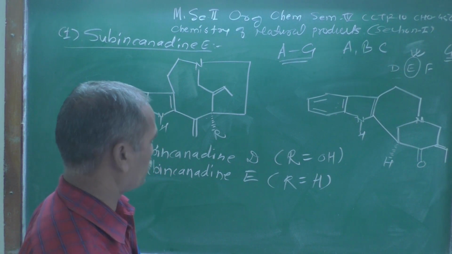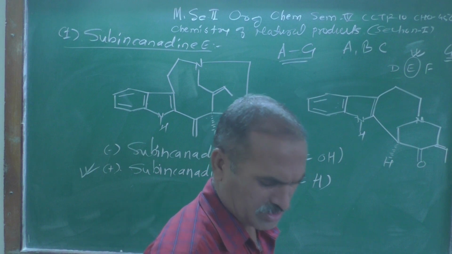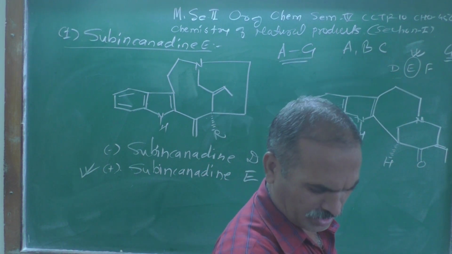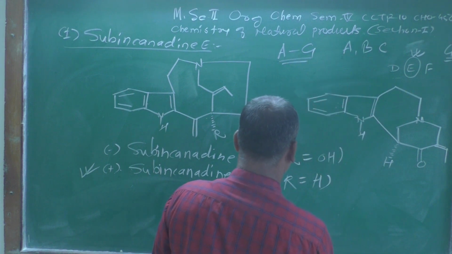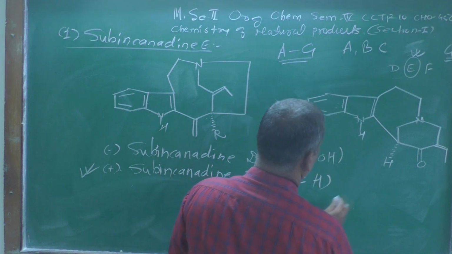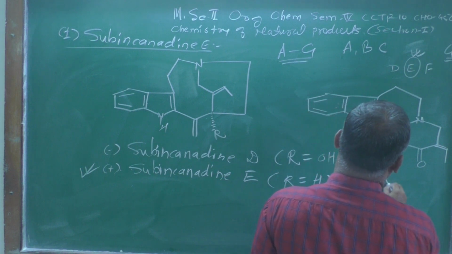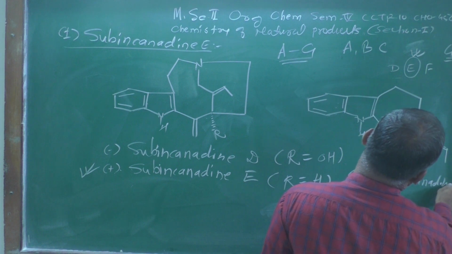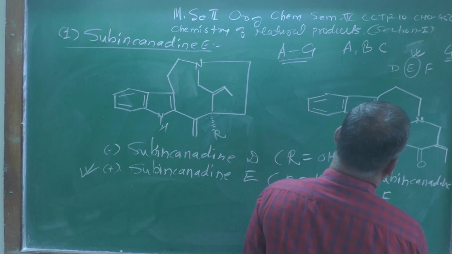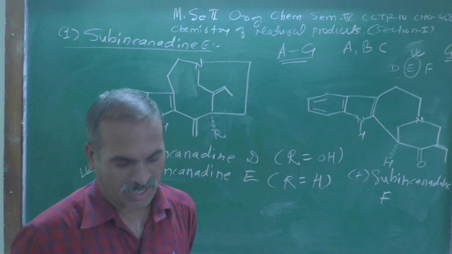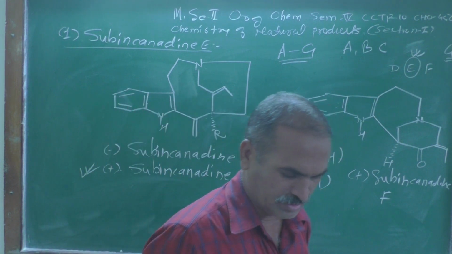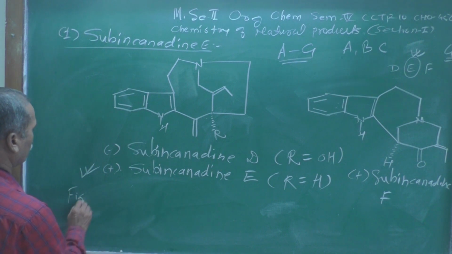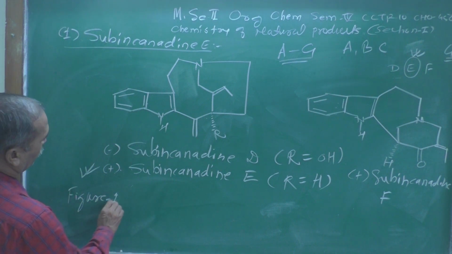This is one of the structures, and the name of this structure is plus Subincanadine F. This is the structure of Subincanadine F, and this scheme is represented as figure 1.